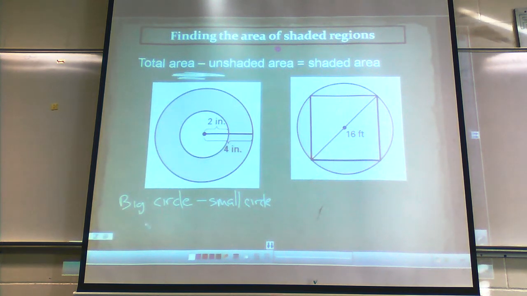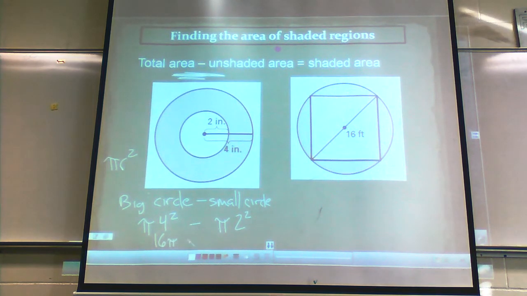Alright, so circle, guys, is pi r squared, correct? Right? Pi r squared is the area of the circle, correct? Yeah. Right. What's the radius of the big circle? 4. So I know this one is pi 4 squared. What's the area of the small one? Or what's the radius of the small one?